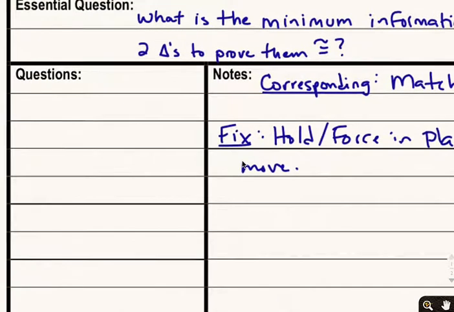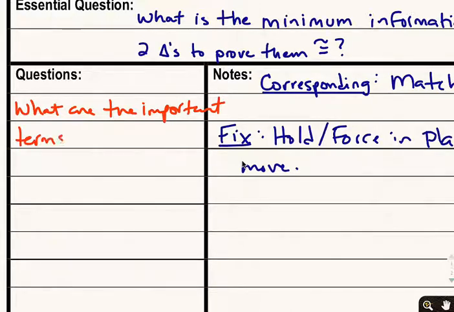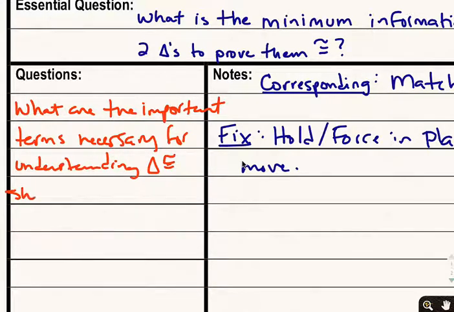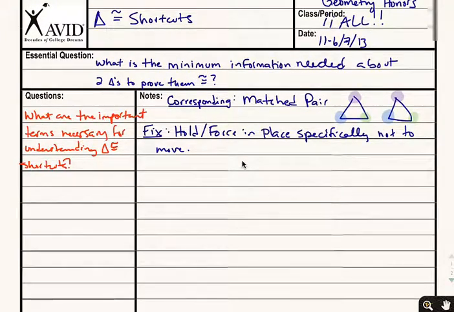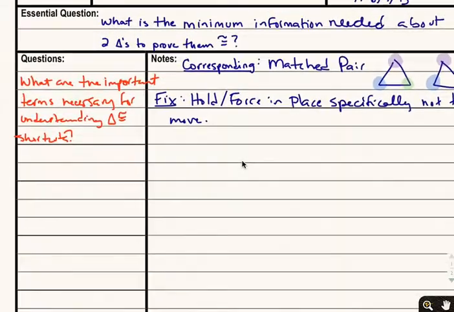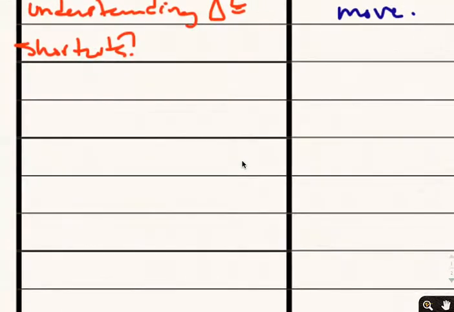So again, if we think about what we're actually outlining in our notes, I would say that the question we need to ask ourselves is, what are the important terms necessary for understanding congruency shortcuts? Okay. So moving on. So those are terms I'm going to use. So the next question that would be the most natural to ask is, which triangle shortcuts work?